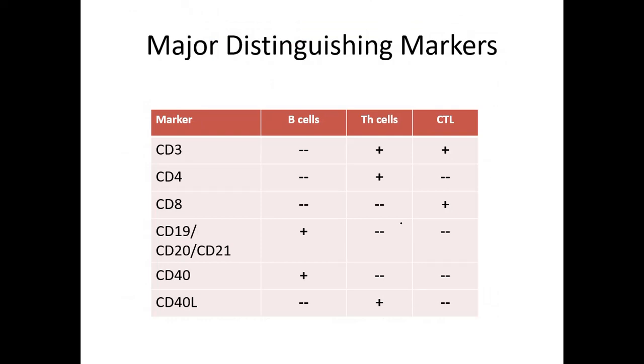This table shows some of the major markers for identification of the T helper, T cytotoxic, and B cells. For example, CD3 is positive in T helper and cytotoxic T cell, but negative in B cell. And the CD40 is positive in B cell, but negative in both the cytotoxic and CD4 helper T cells.